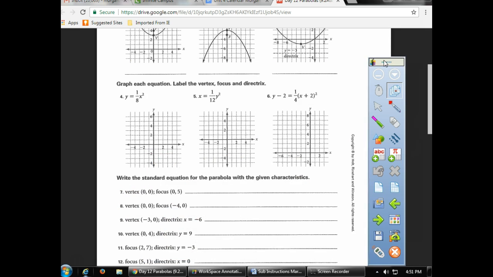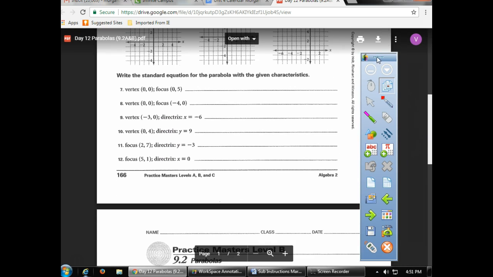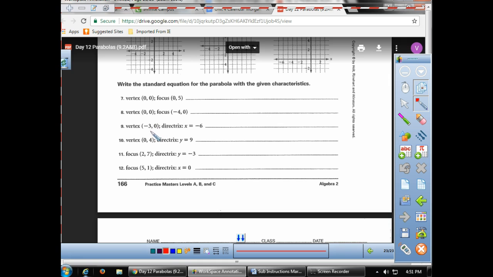Let's do 9 and 10. Okay, so we have a vertex at negative 3, 0. So negative 3, 0. And we have a directrix at x equals negative 6. So kind of giving us a little bit different information here. Here's the vertex, negative 3, 0, and x of negative 6 is the directrix, so right here. Why that's important is the distance between the vertex and the directrix here is 3 units, okay? So that's basically saying p is 3.